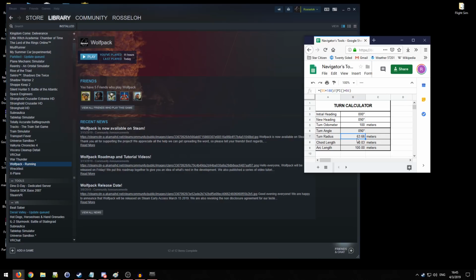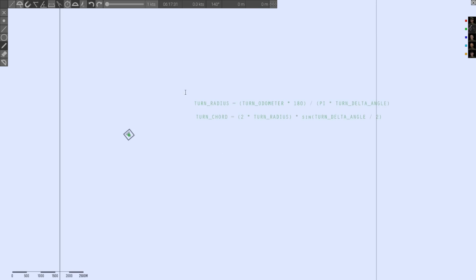You see that the radius of the circle would be 63.66 meters, and the chord length would be 90.03 meters. And you can do this with any of these numbers. I've got it set up in my spreadsheet so that the turn angle is always calculated properly, regardless of if it's a right or left turn. And you'll always get the numbers you need. So, let's do some actual turns and see how close we can get.